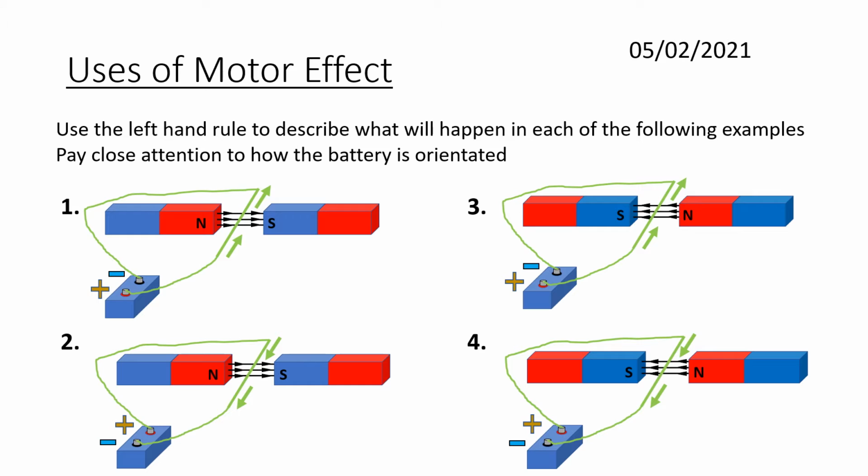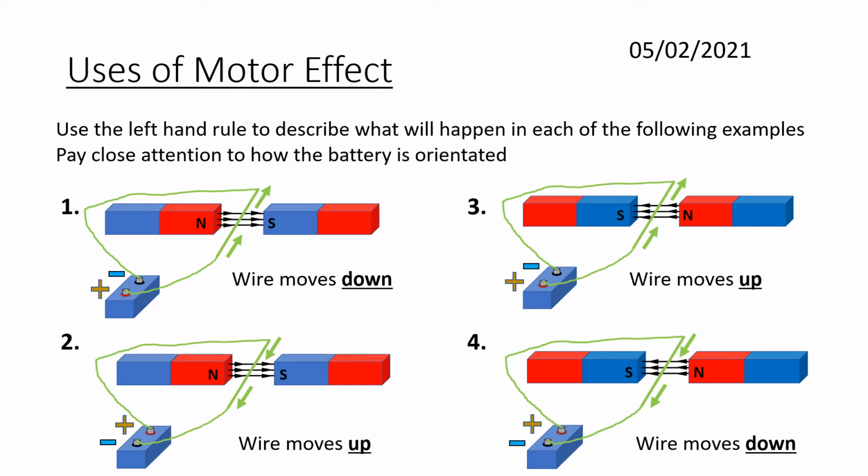If you're to use Fleming's left-hand rule, make sure you line up your first finger with the direction of the magnetic field lines, your second finger lines up with the direction of current, and your thumb points in the direction of motion of the wire. And you should find that in number 1, the wire moves down, in 2, the wire moves up, in 3, the wire moves up, and in 4, the wire moves down.